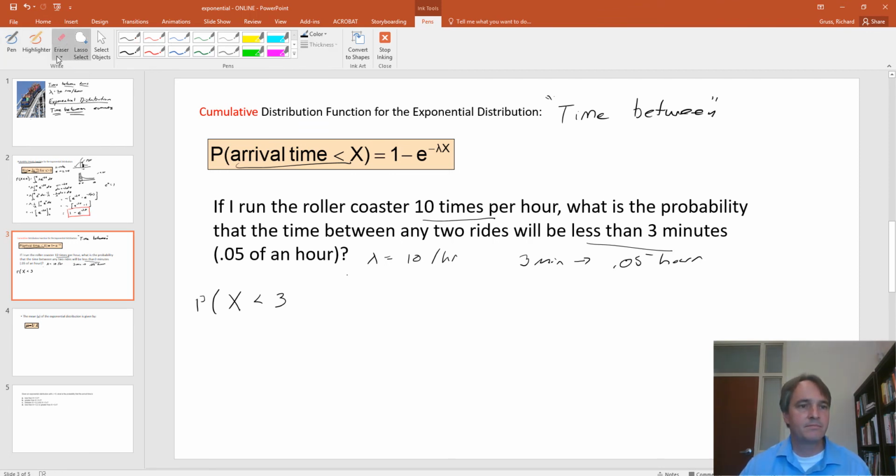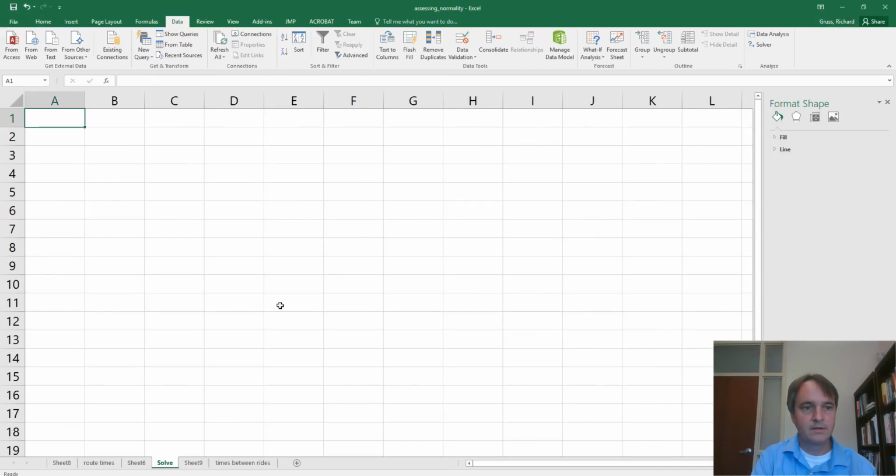All right, so the probability, let's go ahead and make this 0.05. So the probability at 0.05 is going to be equal to 1 minus e to the negative 10 times x, which is 0.05. All right, let's go ahead and throw that into Excel and see what we come up with.